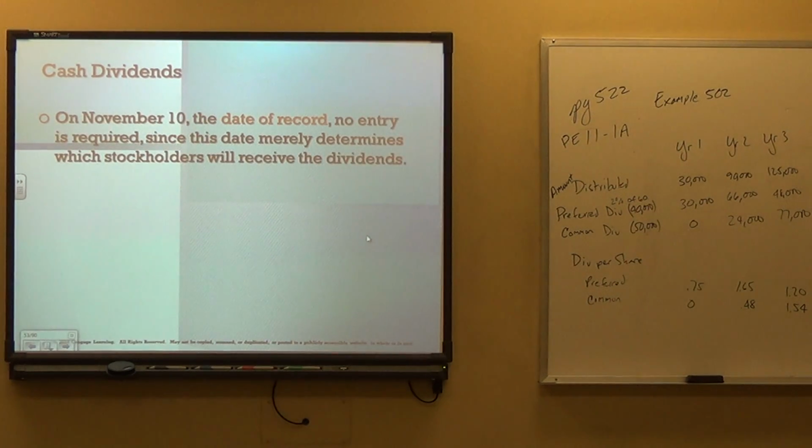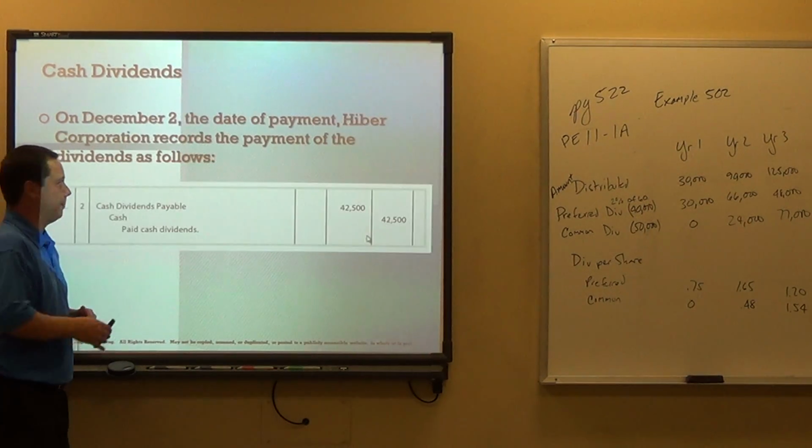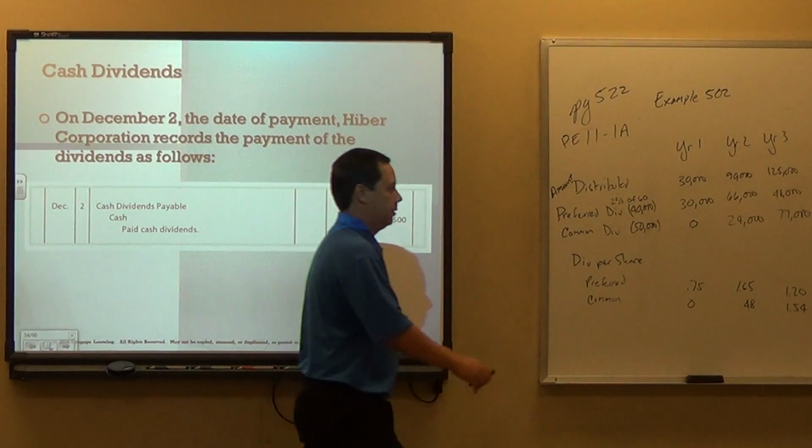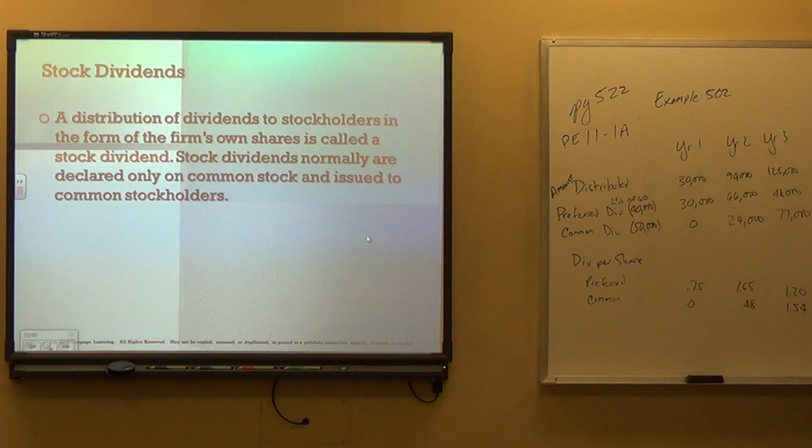On the date of record, there's no entry, like I said before. Basically just who do we pay it to. And finally, on December 2nd, the next thing is now we're going to pay that. So cash goes out, and then we eliminate our cash dividends payable, because now we've paid our obligation to that. So those are the journal entries that go with that. So questions on how that broke down, the different dates, what that all means?